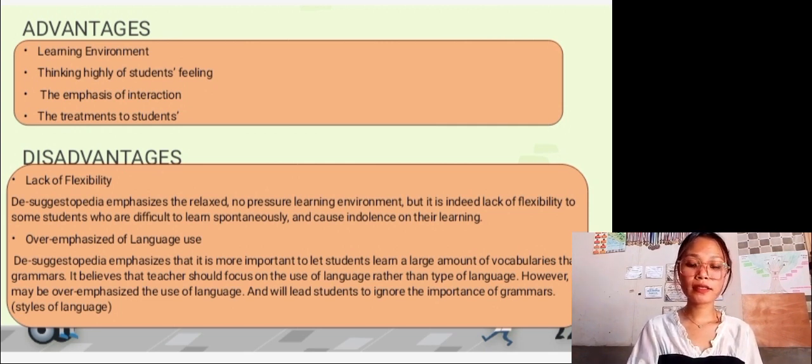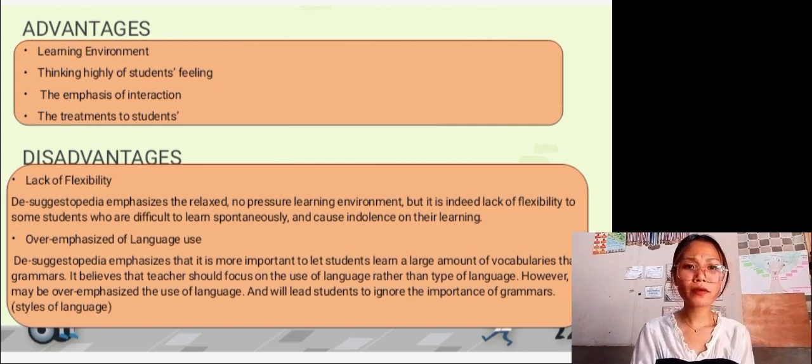So next is overemphasis on language use. Suggestopedia emphasizes that it is more important to let students learn a large amount of vocabulary than grammar. It believes the teacher should focus on the use of language rather than the type of language. However, it may overemphasize the use of language, and this will lead students to ignore the importance of grammar or styles of language.